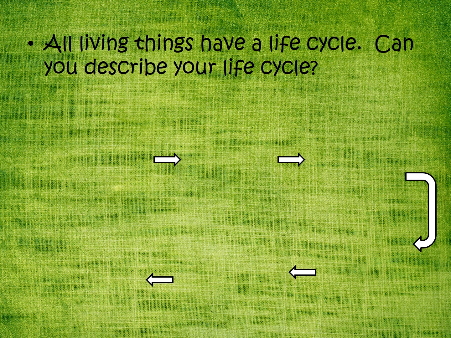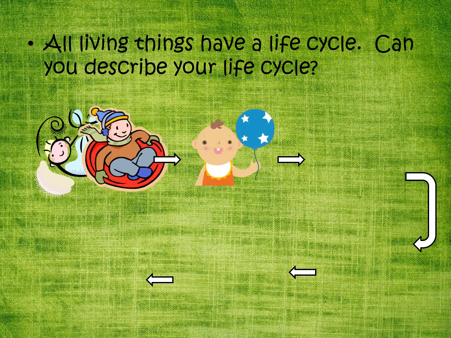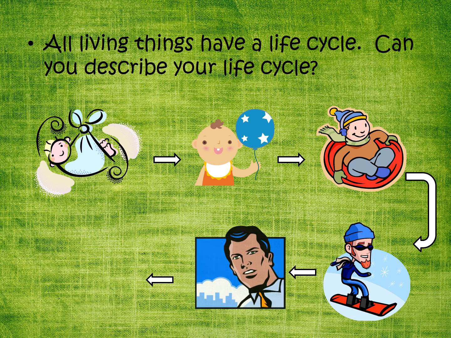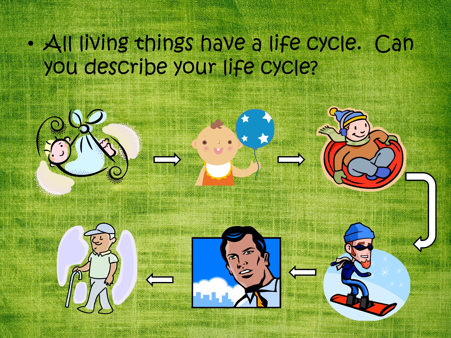So before we talk about the life cycle of a plant, let's make sure we all know what the word life cycle means. All living things have a life cycle. Look at these pictures and think about how you would describe the typical life cycle of a person. So for people, you go from a baby to a toddler to a child to a teenager to an adult and then to an older adult. So that's an example of what a life cycle means.